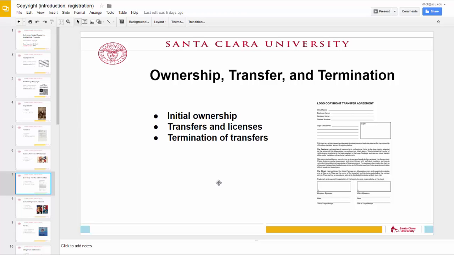We're also going to be dealing with issues of ownership, transfer, and termination. So initial ownership, transfers, and licenses, and termination of transfers. I'm going to create a problem this week that will deal with intestacy statutes and copyright ownership.